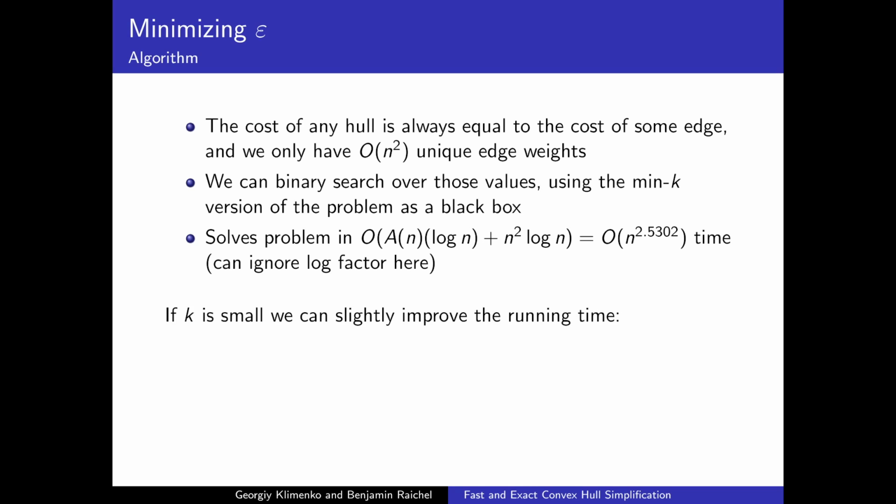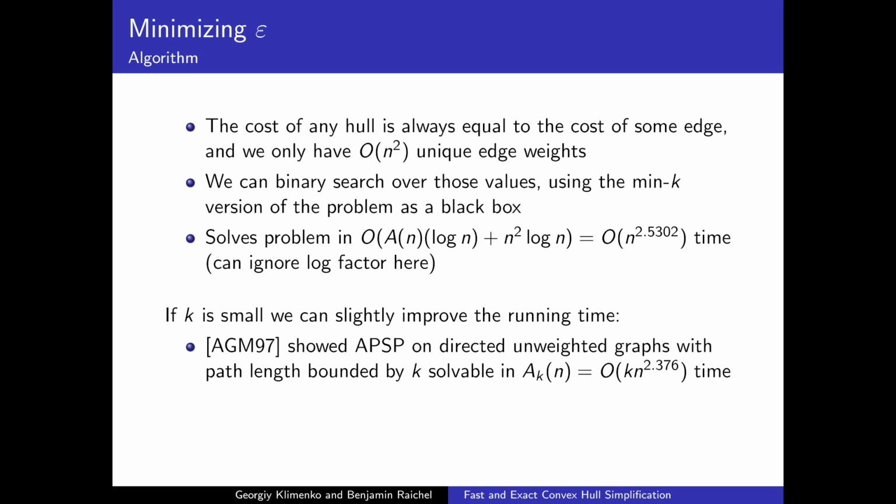And if k is small, we can slightly improve the running time. The paper called On the Exponent of the All Pairs Shortest Path Problem shows that we can solve the all pairs shortest path problem, where path lengths are bounded by k, in approximately k n to the 2.376 time, which means that we can solve the min epsilon version of our problem in k n to the 2.376 time.